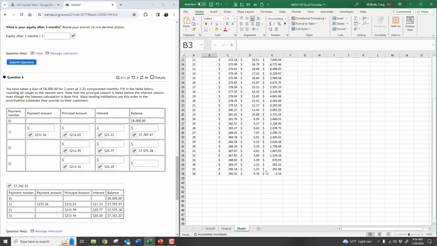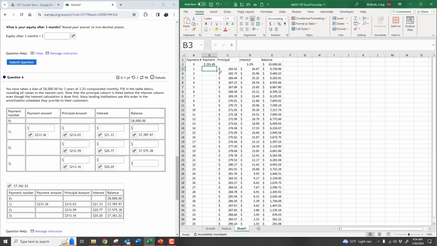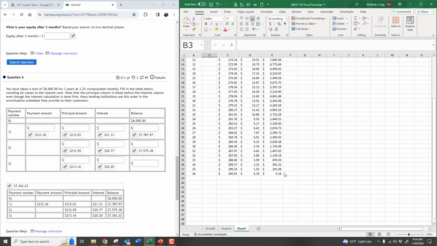That's always going to be the case because of rounding issues, right? With the 291.69, if you looked at the actual payment, it's like 0.69237591, right? And all those little tiny fractions of pennies add up by the very end. Okay, I hope that helps.